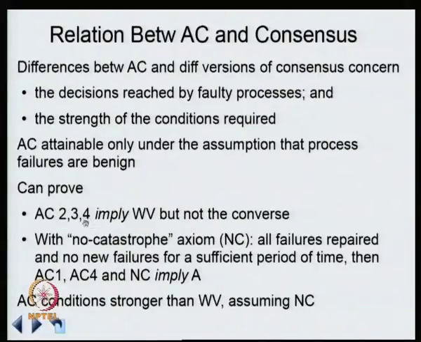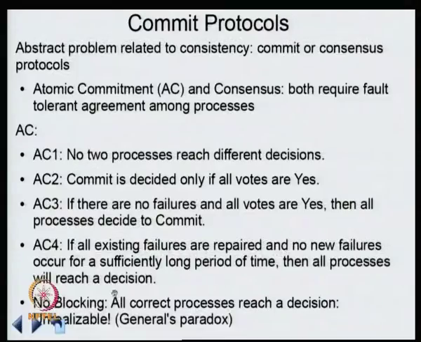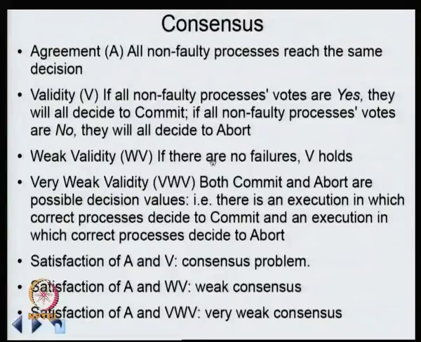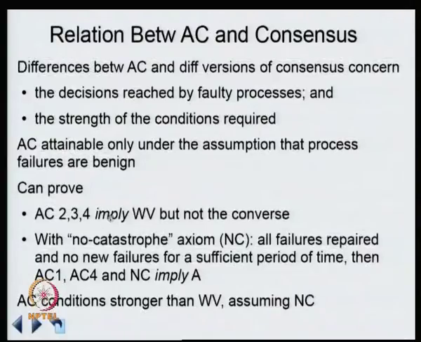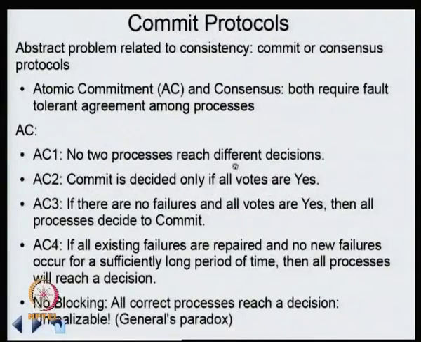Now the reason why 4 is included is that if you have some failures but no new failures occur for some long period of time, then again this issue is similar to what is there in the condition here. Therefore, you can show that 2, 3, 4 essentially imply weak validity. The reverse is not true because, as I said earlier, here even faulty processes have to agree on S, which is not required in the case of consensus.